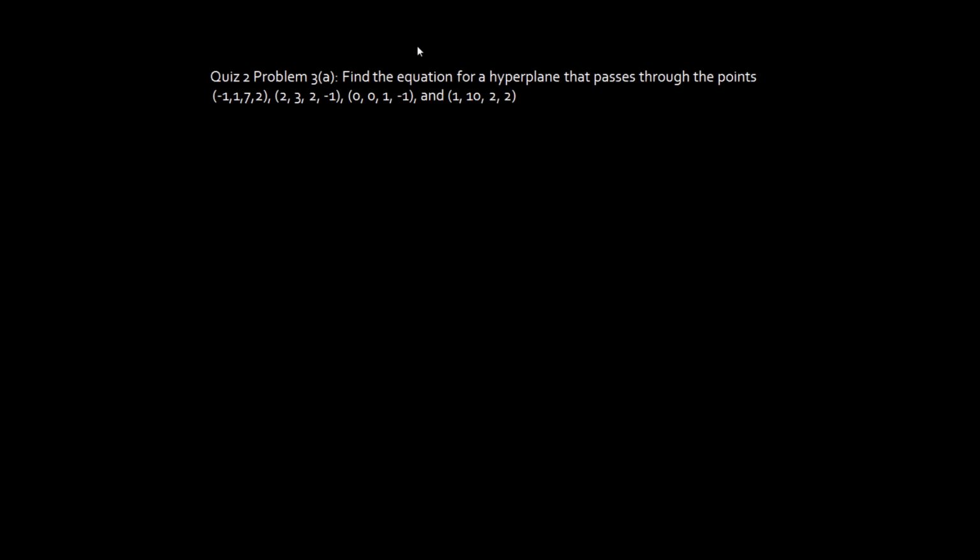Hello everyone, Victor here. Today we are going to revisit the Quiz 2 problem 3a, which is: find the equation for a hyperplane that passes through these 4 points. To do that we need this equation. This is the general form of the equation of a hyperplane in a 4D space.